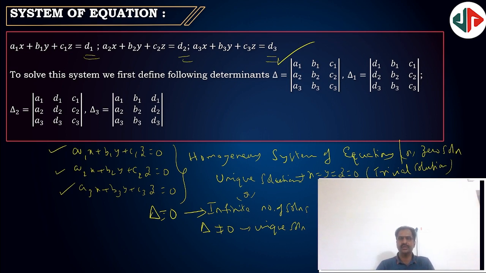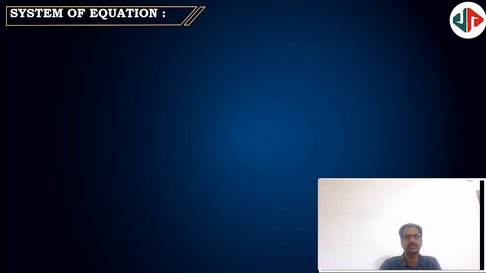How to check whether they have unique or infinite? By finding delta. What is delta? Determinant of all the coefficients. If delta is 0, then they have infinite number of solutions. If delta not equal to 0, then they have unique solution. What is that unique solution? x0, y0, z0 is known as unique solution, which is also known as trivial solution or zero solution. So this is about homogeneous equations.